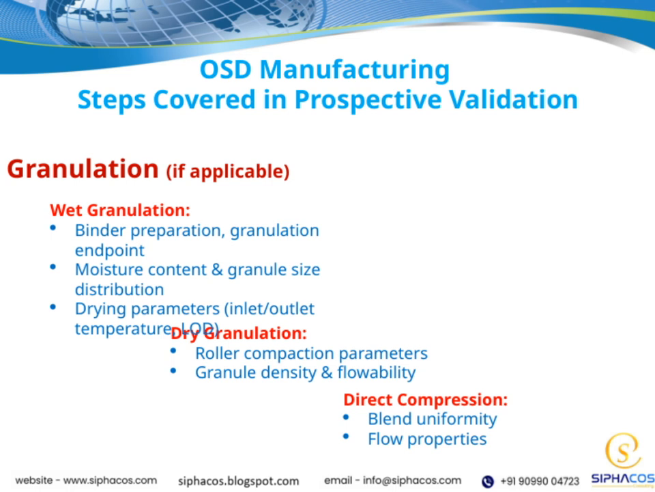Finally, let's discuss dry granulation. This involves setting roller compaction parameters carefully, as these affect the density and flowability of the granules. If needed, granulation can be performed here as well, depending on the formulation requirements. Overall, each of these steps plays a vital role in ensuring product quality and process efficiency, which is the overarching goal of our manufacturing development efforts.